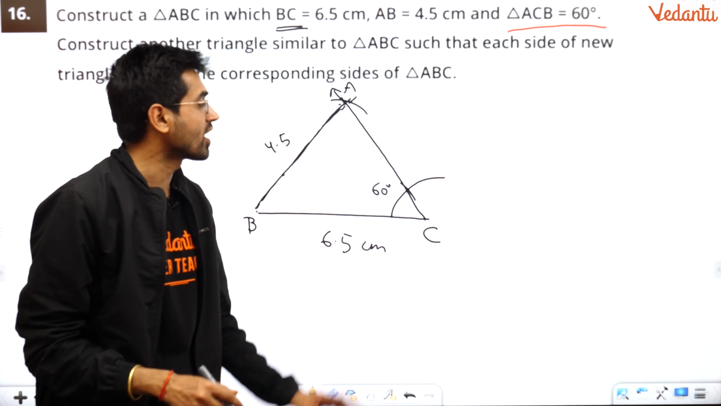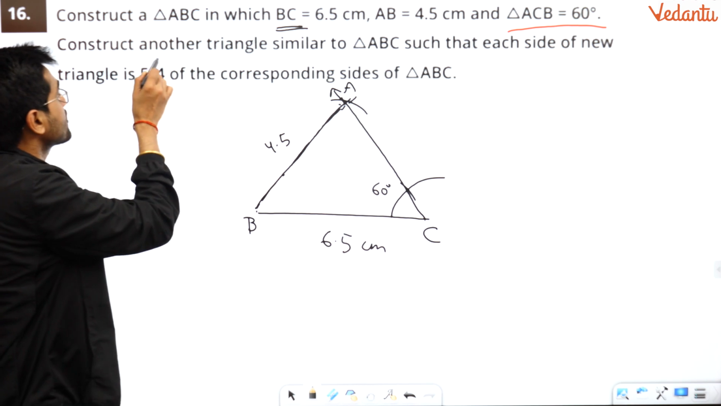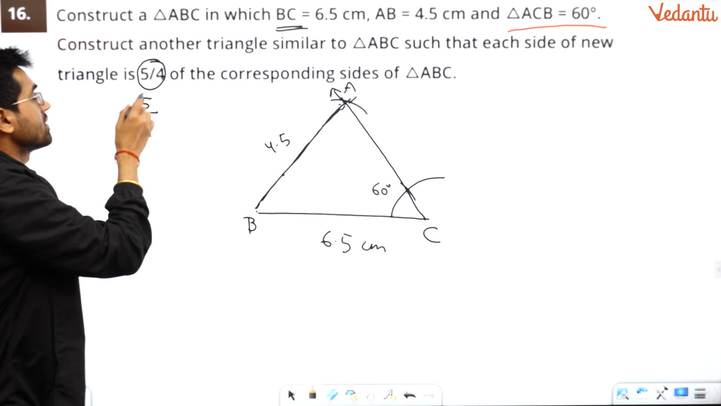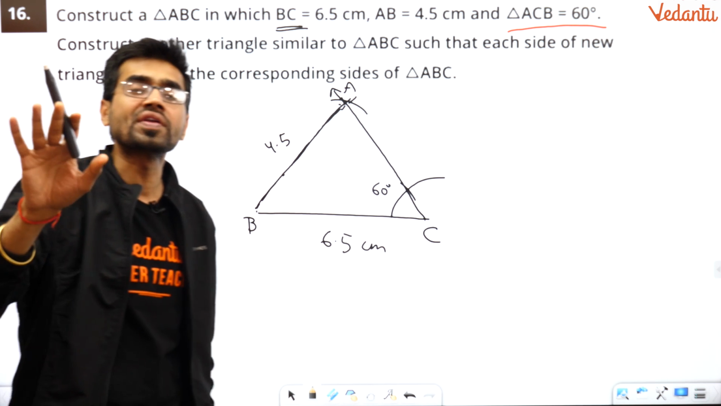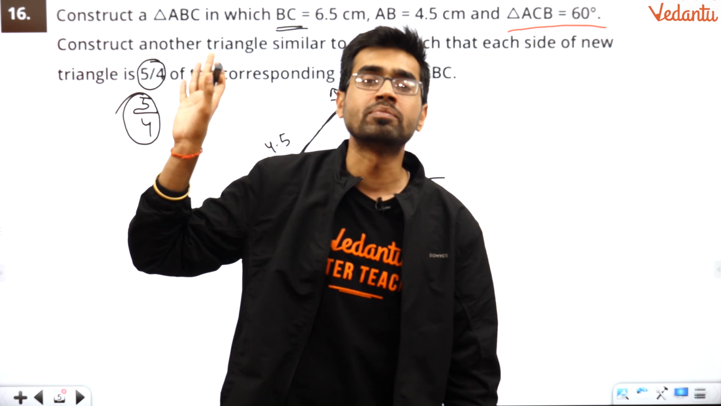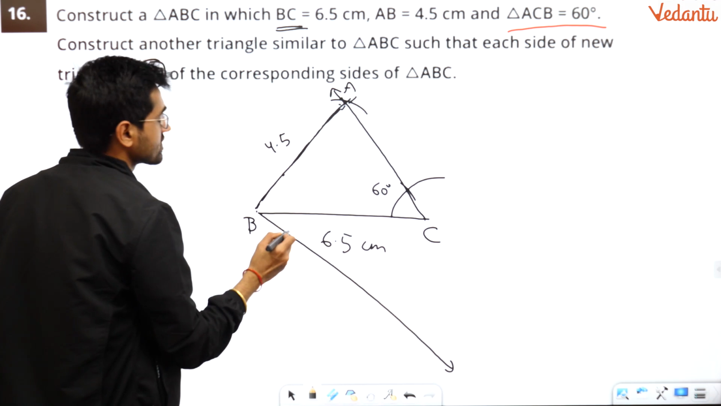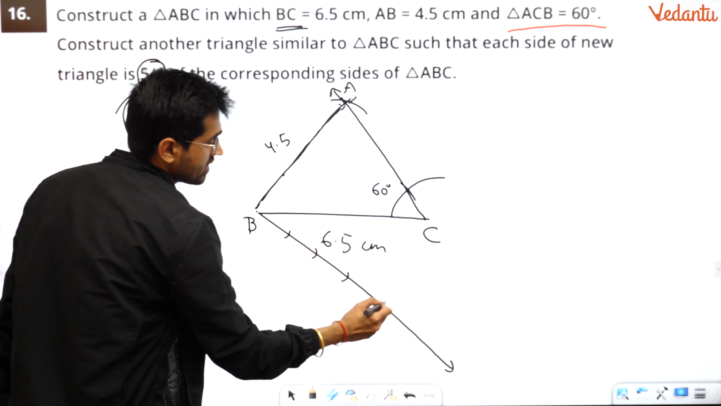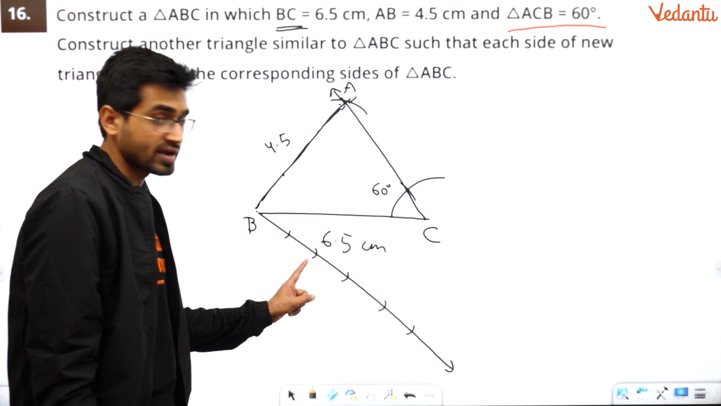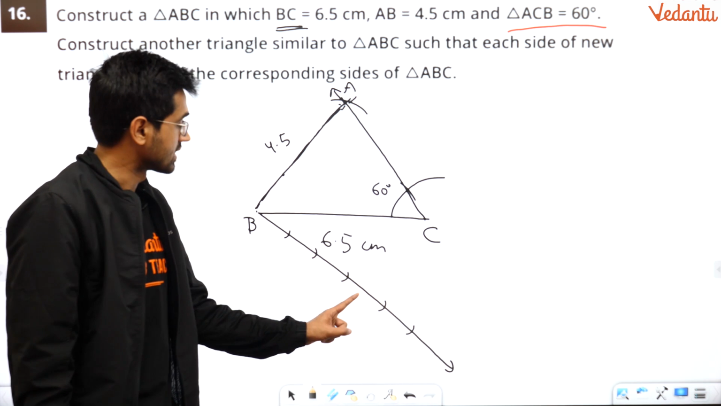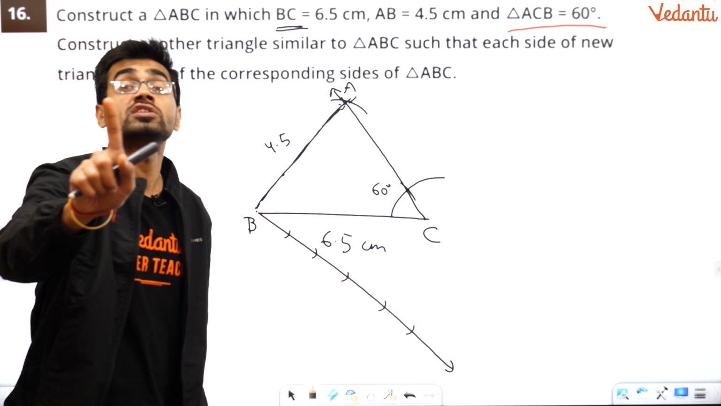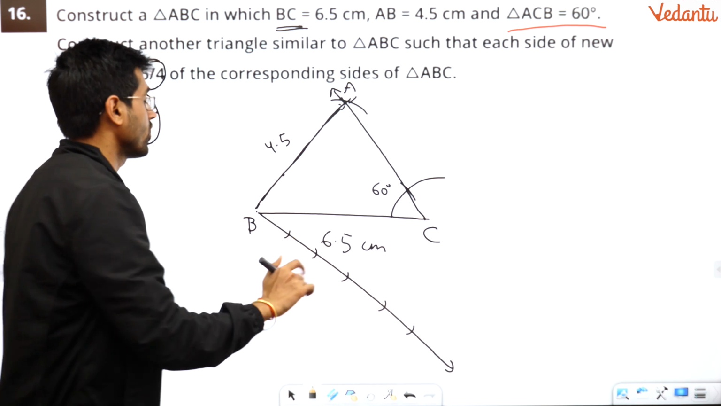Now you have to do what? You have to make a triangle whose sides are 5 by 4. Remember, this is 5 by 4. I have told you the trick. The trick is, which is the larger number? 5. So just make a ray here and mark 5 cuts on it. 1, 2, 3, 4, 5. Keep the needle here, mark a cut. Keep the needle here, mark a cut. Keep the needle here, mark a cut. Do not change the length of the needle at any point.